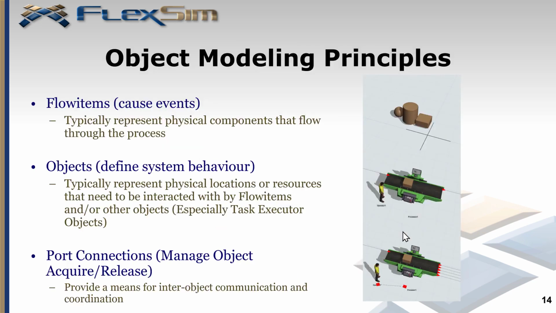Okay, here are some object modeling principles. We have flow items, they cause the events. We have objects that define system behavior. It typically represents a physical location or resource that needs to be interacted with by flow items and/or other objects, especially task executor objects. And then you have port connections. This is how you manage object acquires and releases. It provides a means for inter-object communication and coordination.